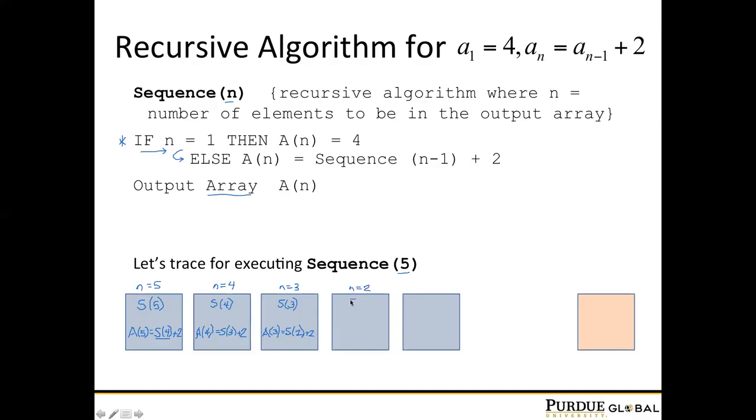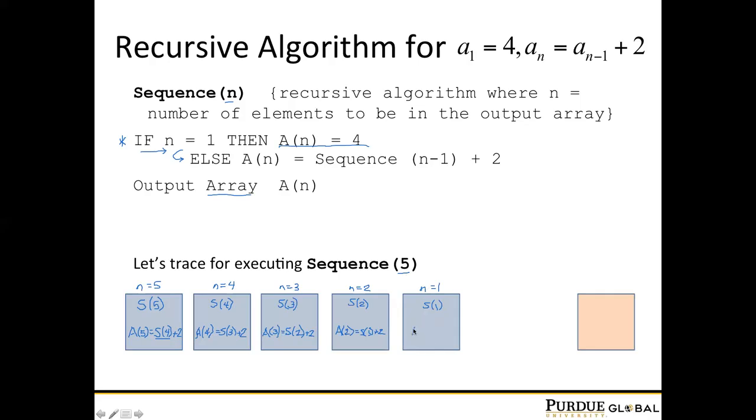So the pattern is becoming repetitive here. It's becoming more second nature as we practice tracing through. And so I'm just going to quickly show, okay, n is still not equal to 1, so A of 2 equals S of 1 plus 2. And we're going to evaluate for n equal 1, S of 1. And oh, now we are at that point where n equals 1. So we execute the statement as it shows in the if line. A of 1 equals 4.